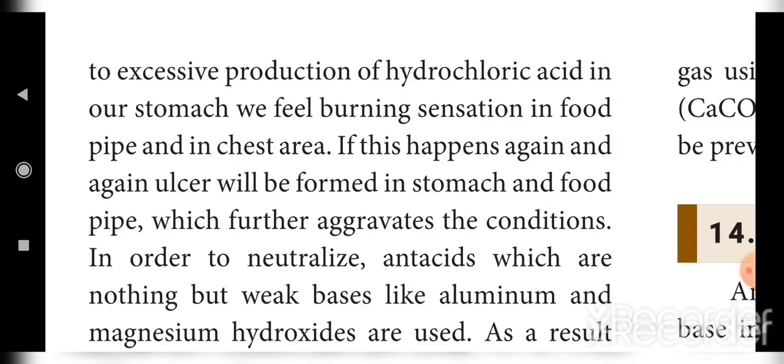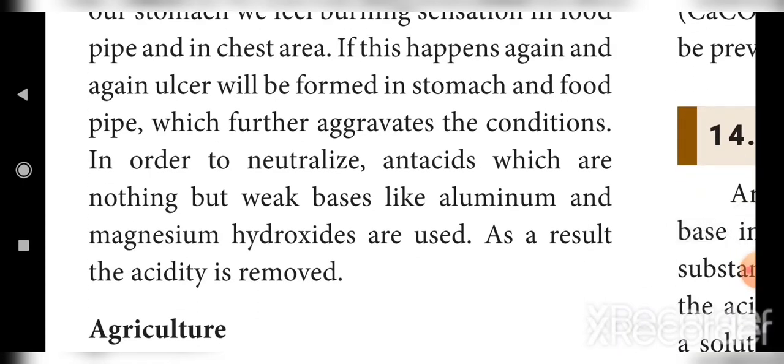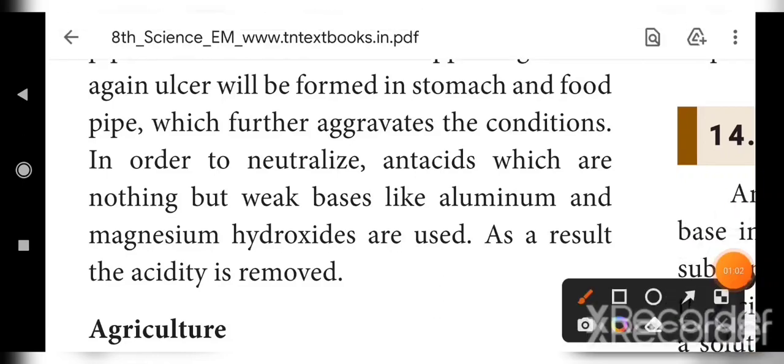Already I have said, our stomach produces hydrochloric acid. Okay, if this acid is secreted more, it gives an ulcer problem. So in order to neutralize it, antacids, which are nothing but weak bases like aluminium and magnesium hydroxides, are used. Underline the words aluminium and magnesium hydroxide are used. As a result, the acidity is removed.